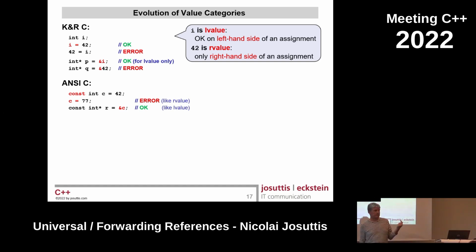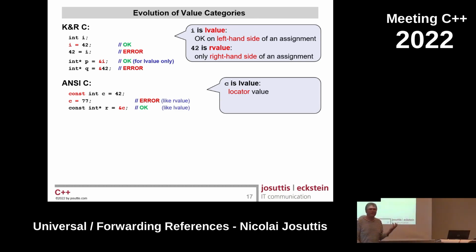So L no longer meant left. It now means locator value. That's a term written in the C standard. You can see it there. They have no term for the R now. So I don't know, readable value might be the right thing. So that is what it stands for now.